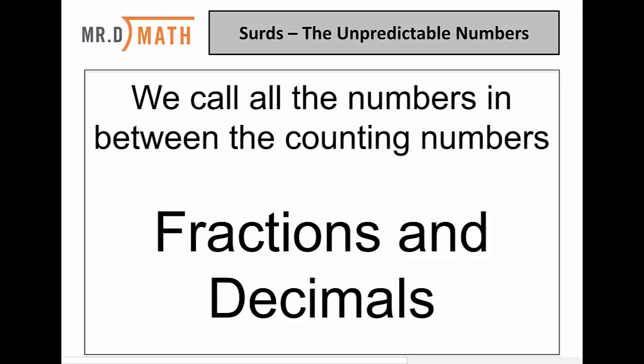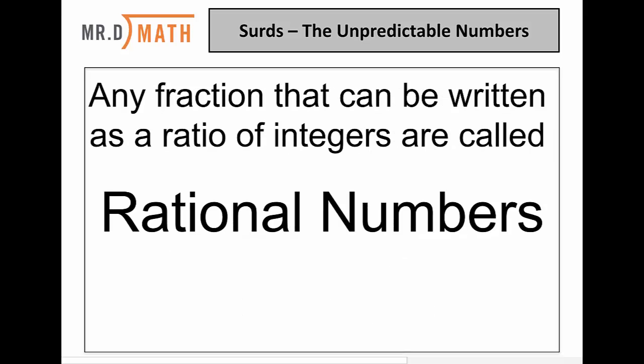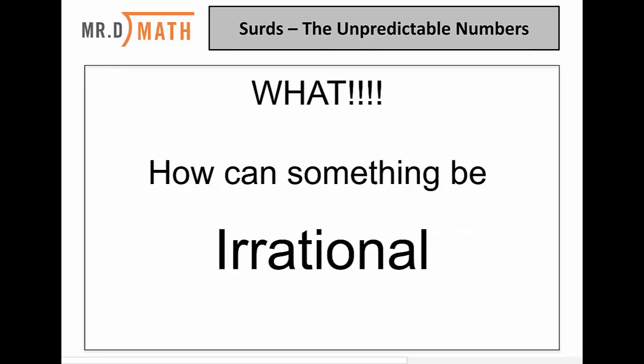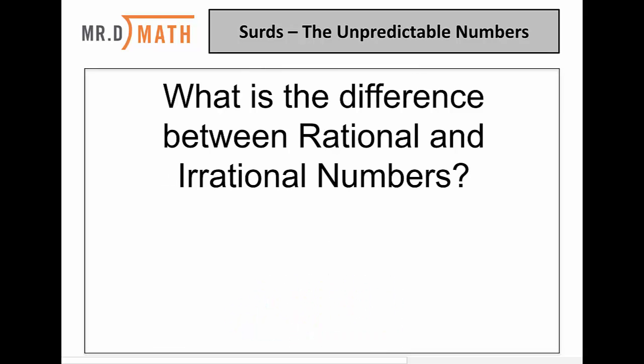But then someone figured out that there were numbers in between all the counting numbers. We call the numbers in between the counting numbers fractions and decimals. You might be saying, well, I knew that. Well, check this out. When you have a fraction that can be written as a ratio of two integers, we call those rational numbers. Any number that cannot be written as a ratio of two integers, we call an irrational number. Another way to say that is a surd. Wait a minute, how can something be irrational, also known as a surd? Let's look at the difference between rational and irrational numbers.